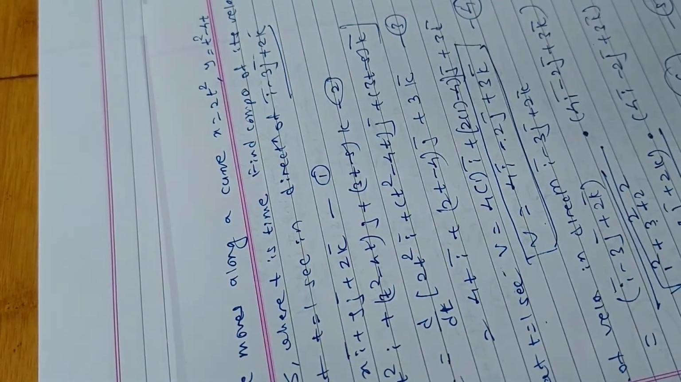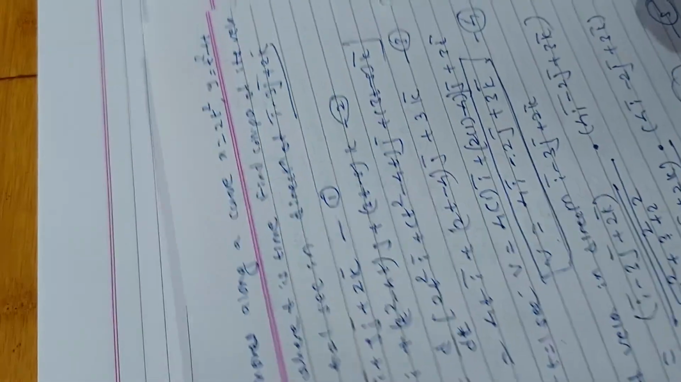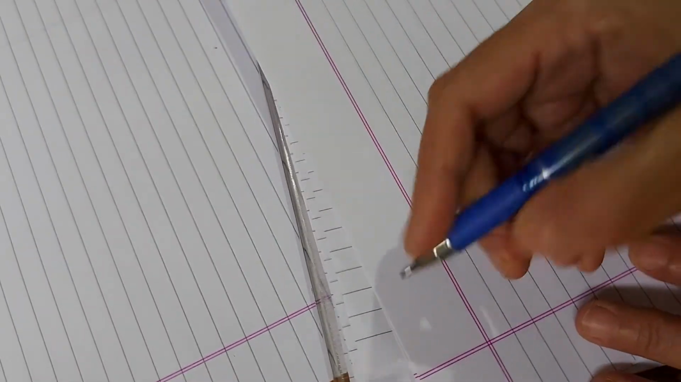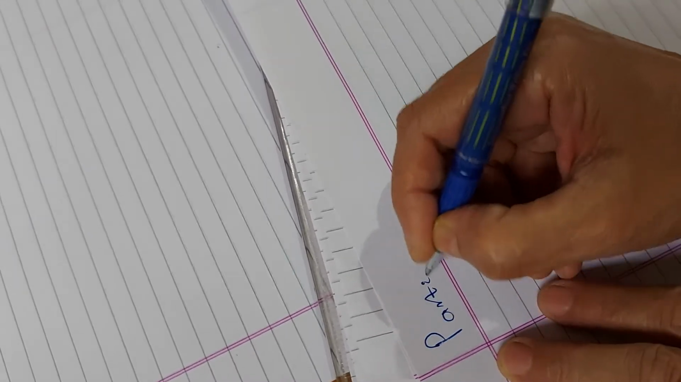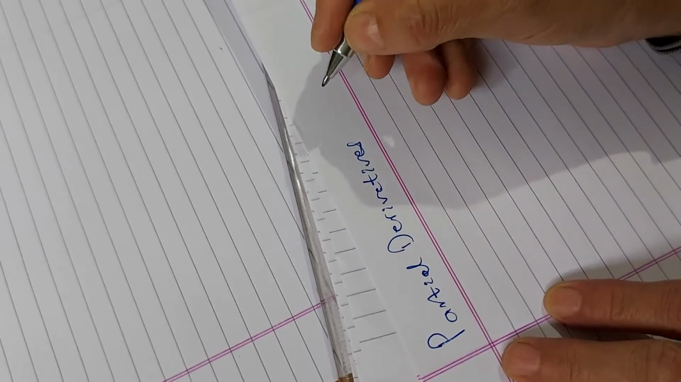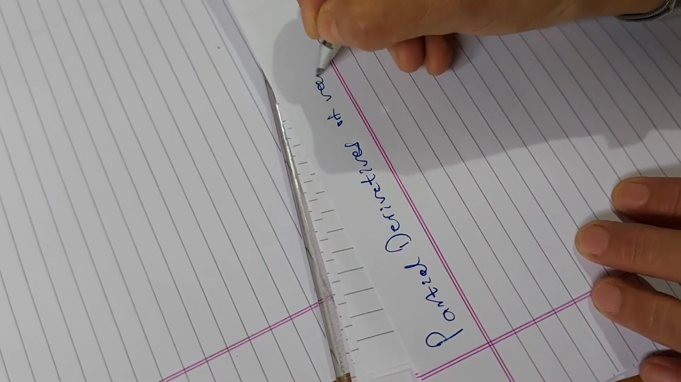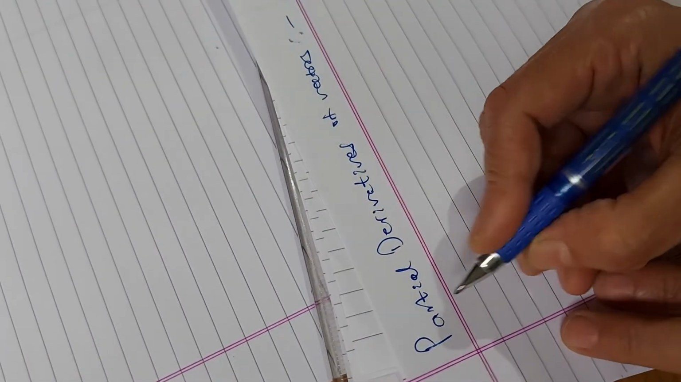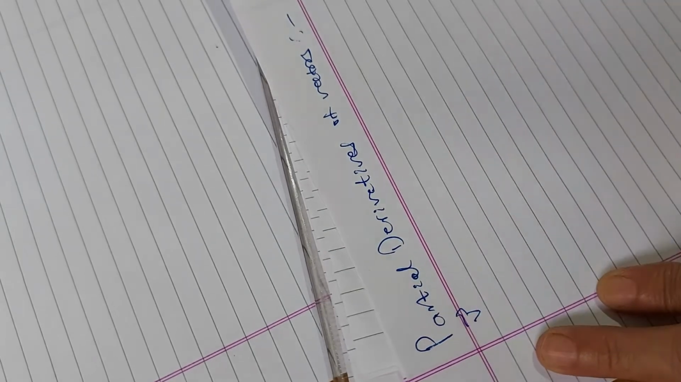Right? Next we'll go to a very important topic again: partial derivatives of vectors. Correct? Now over here, suppose we say v is my vector.